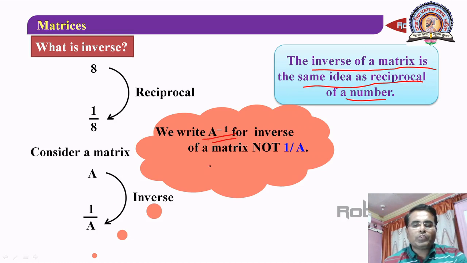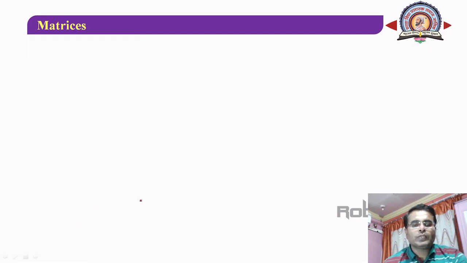So inverse of a matrix is actually nothing but a reciprocal, but the 1 here is not a number. Here we expect 1 also as a matrix, and that matrix is nothing but an identity matrix, which we all learned already. So let us see now what the concept is. 1 upon A is actually denoted by A raised to minus 1.